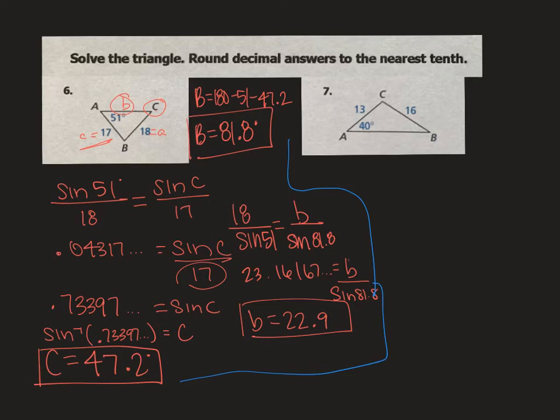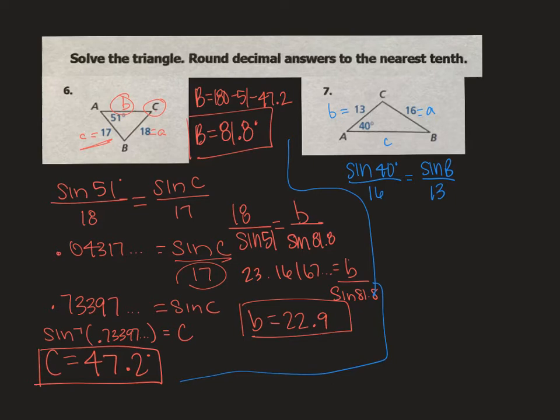So we know side B is 13, side A is 16, angle A is 40. So we need to find angles B and C and side C. So when we're given our two sides, we're going to start by finding an angle first. So we know that the sine of 40 degrees over 16 has to equal the sine of angle B over 13. So in my calculator, I'm doing the sine of 40 divided by 16, which gives me about 0.04017.